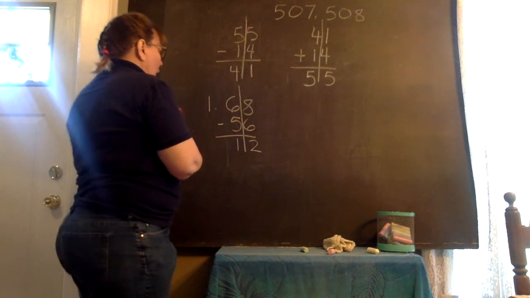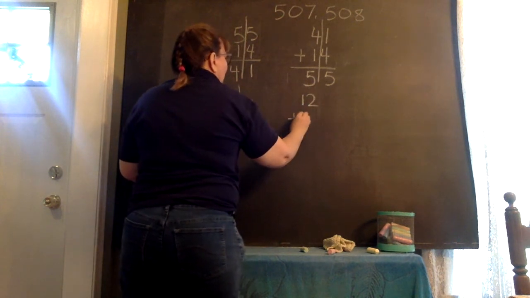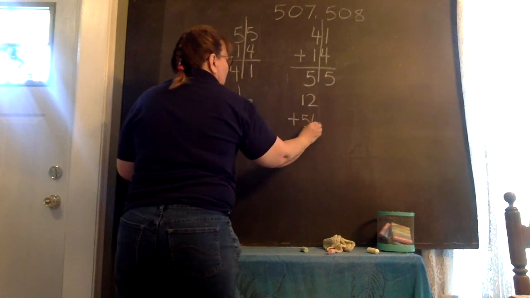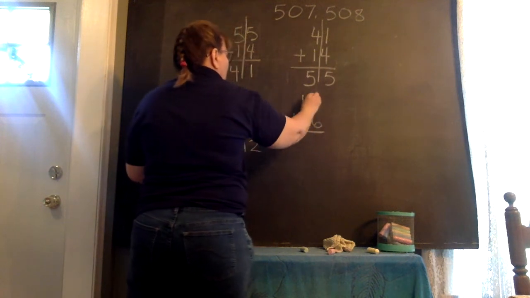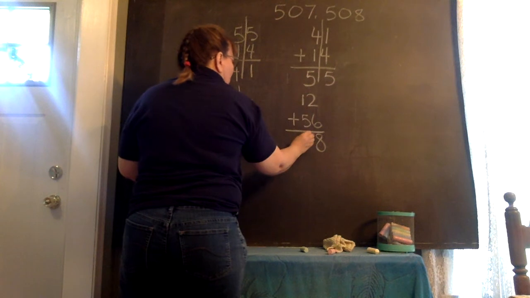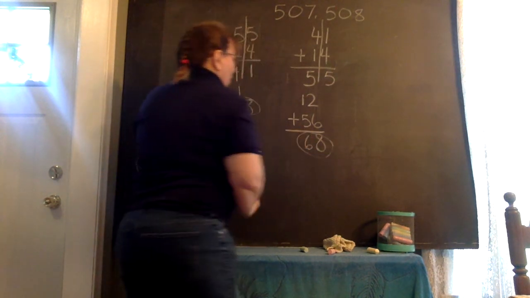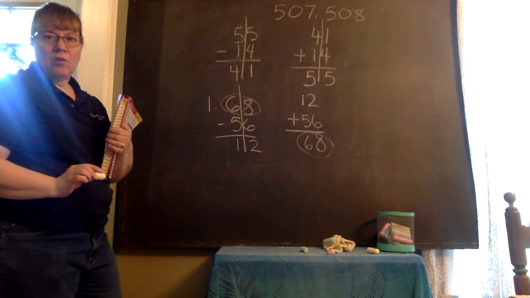All right, I'm going to start with my 12. I'm going to add my middle number, 56. 2 plus 6 is 8. 1 tenth plus 5 tenths is 6 tenths. If they match, I know I did it correctly.